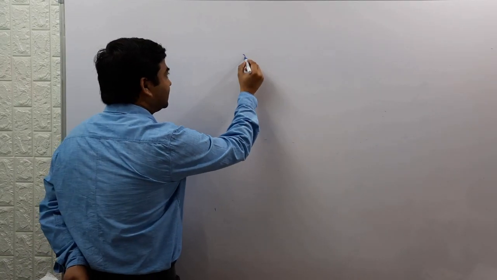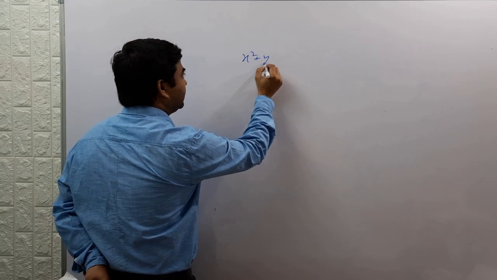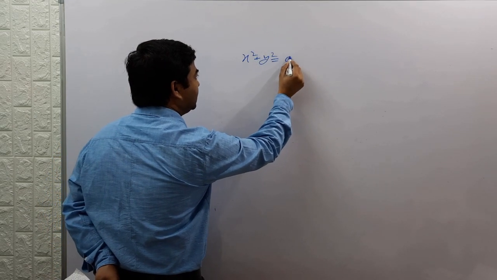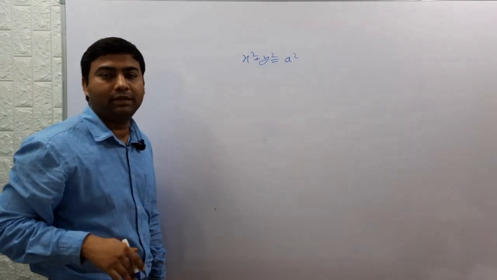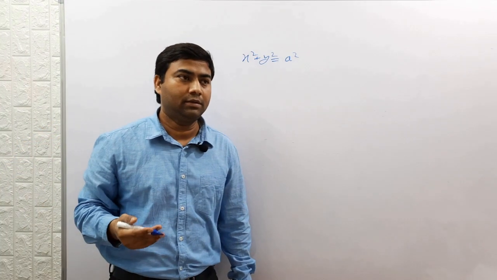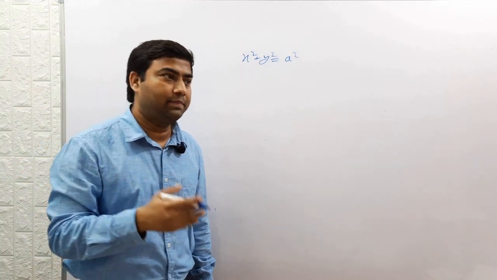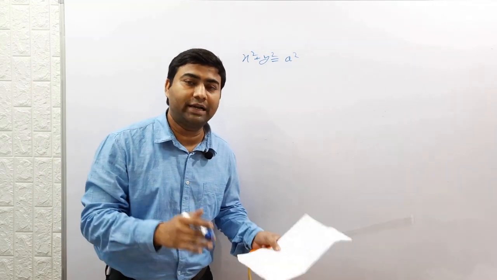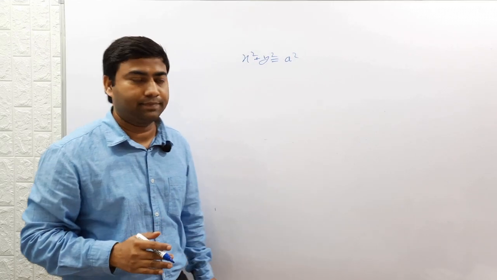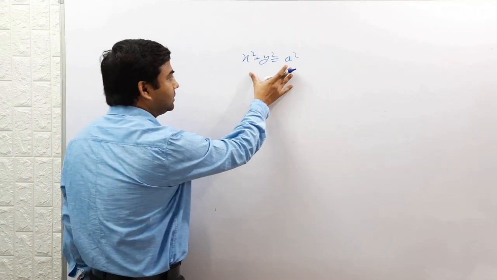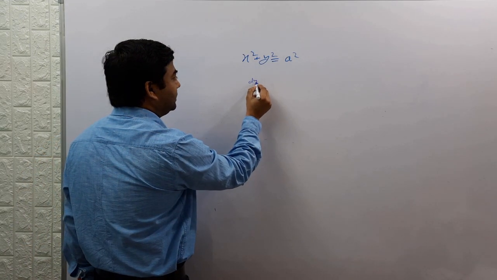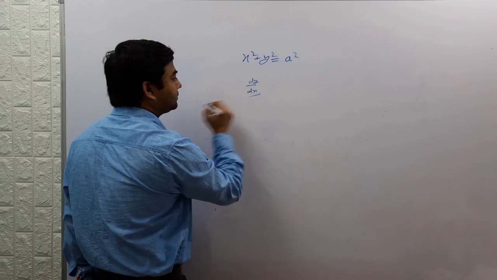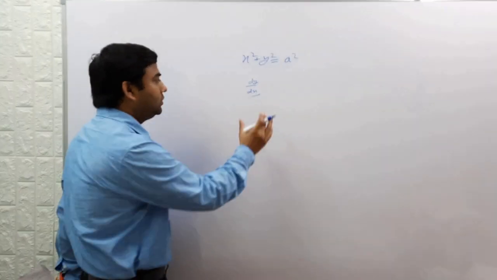So let us find the derivative of an implicit function. We have defined an implicit function as a function where the dependent and independent variables are arranged in a common expression. So here you have to find dy over dx. So how will you find it?